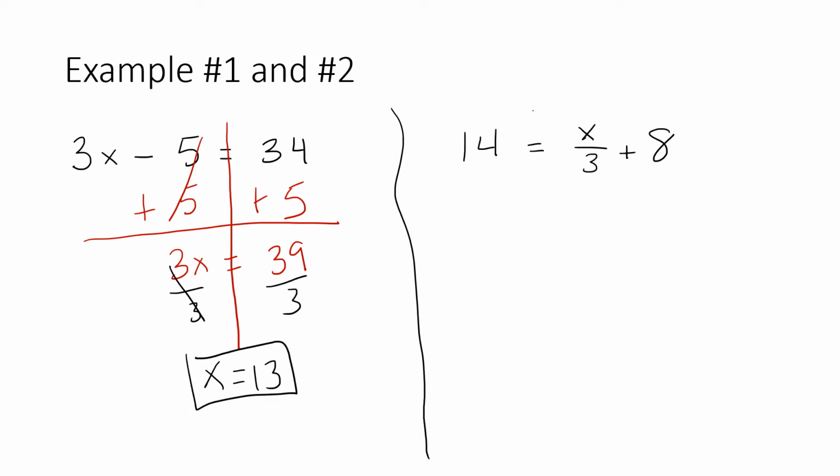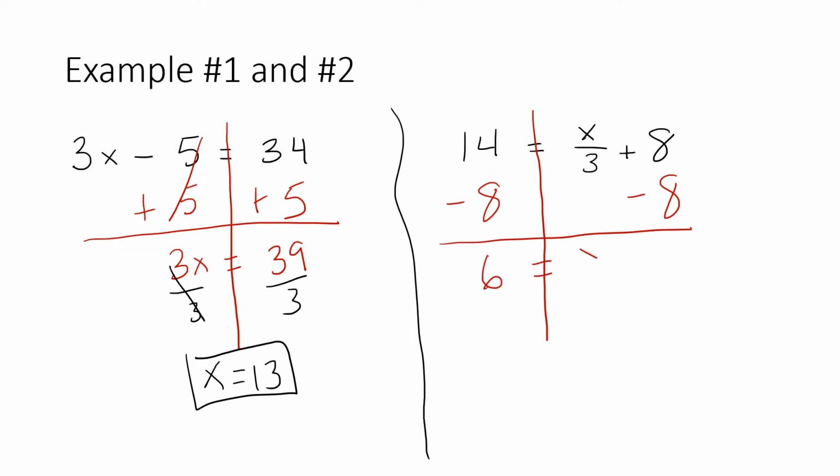For my other problem, this time x is on the right side. I need to look and see what on the right side doesn't have the x attached to it. And in this case, it's going to be the positive 8. How do I get rid of the positive 8? I subtract, because the opposite of addition is subtraction.